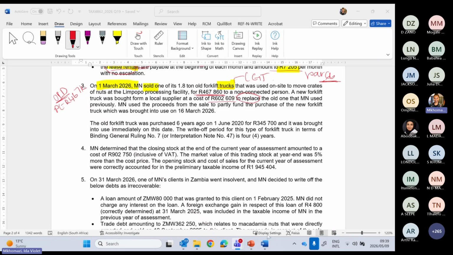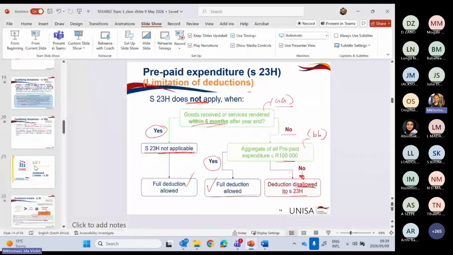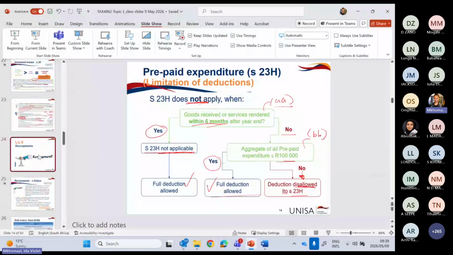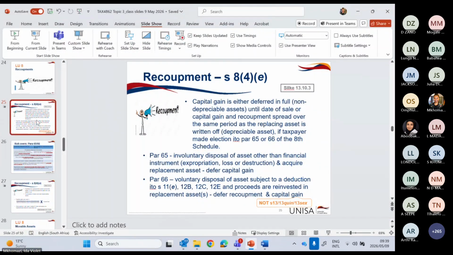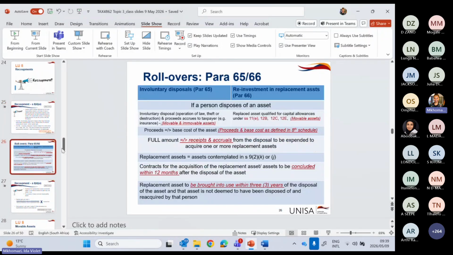So if we just have a quick recap on the provisions of paragraph 65 and 66, as I've mentioned, in terms of paragraph 65 or 66, a taxpayer can elect to defer any recoupment and capital gain if they meet the requirements in those paragraphs. So the first thing that you need to note is that these are election paragraphs, meaning that a taxpayer needs to elect to apply them because it would reduce their tax liability.